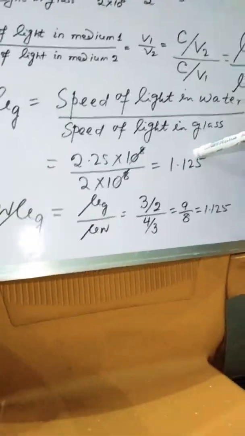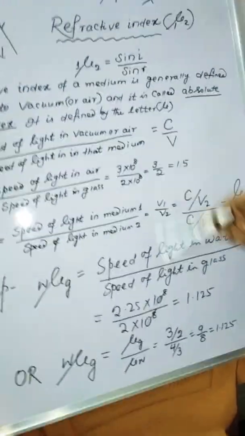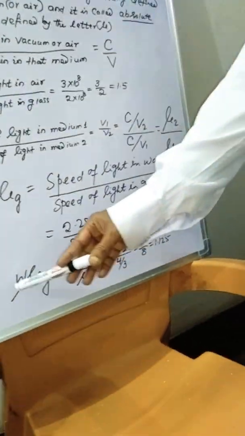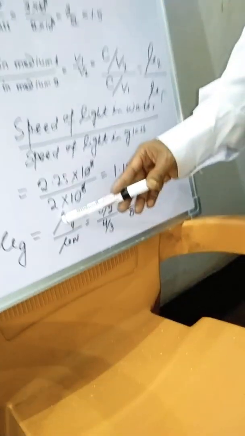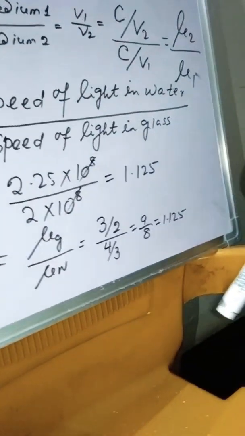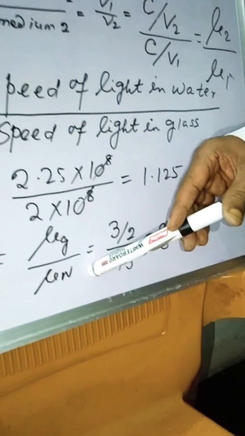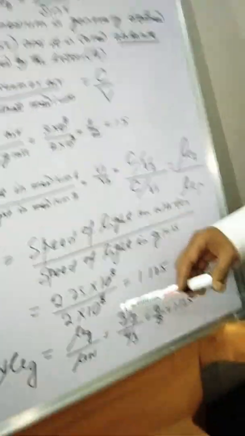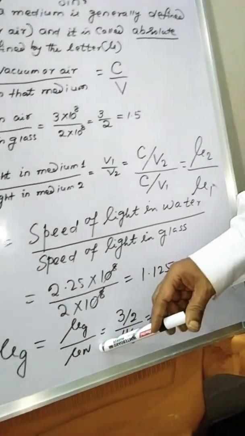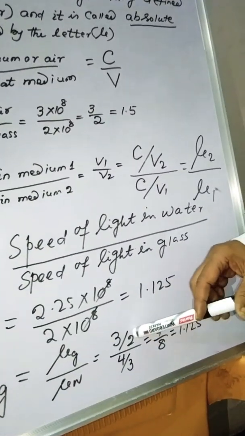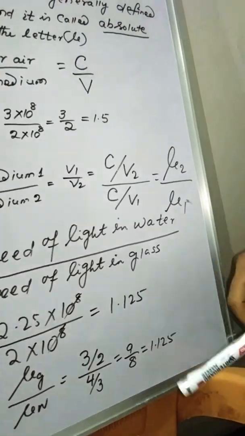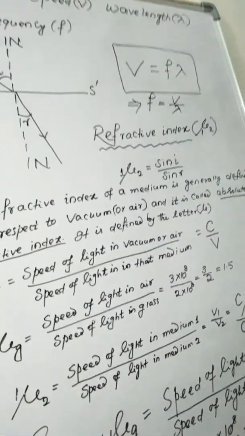Similarly, you can say it another way: the refractive index of glass with respect to water is equal to the refractive index of glass by the refractive index of water. It is one more way you can write it. So what is the refractive index of glass? 3 by 2. What is the refractive index of water? 4 by 3. So 3 by 2 by 4 by 3, that is 9 by 8 or 1.125. In this way we can explain more and more about the refractive index.